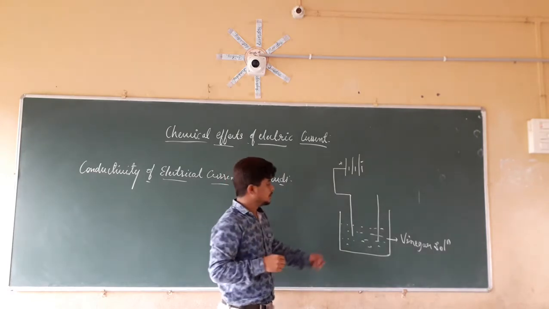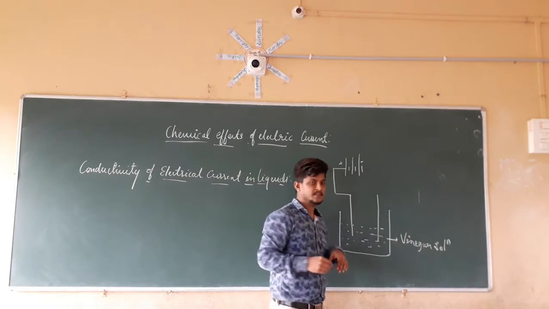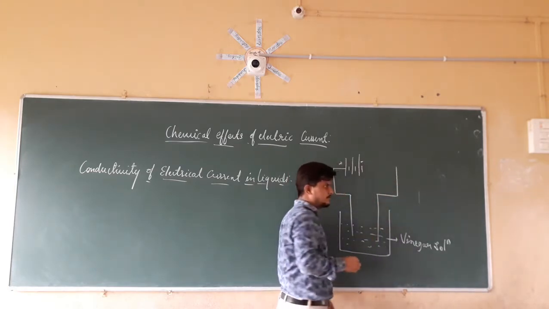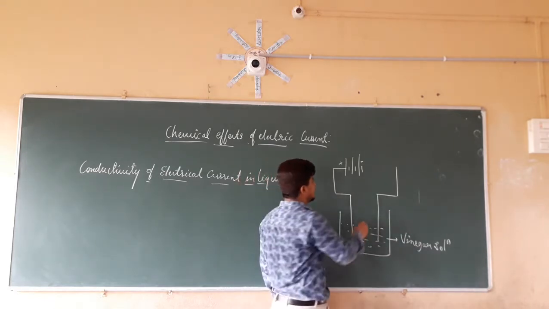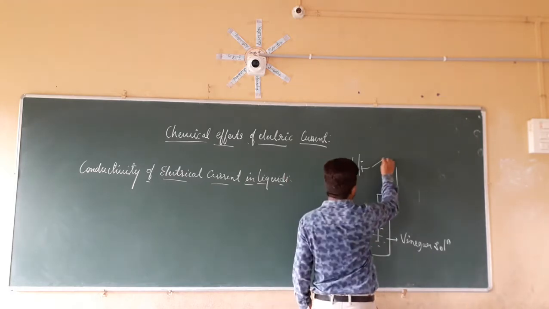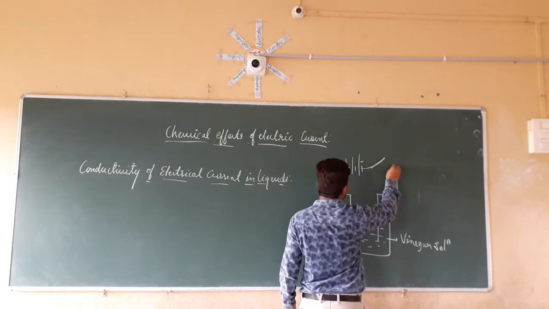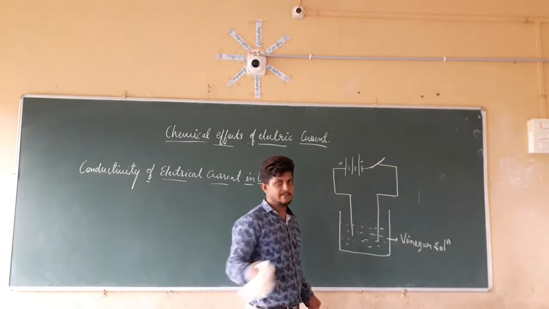So now, how are you going to identify the conduction of electricity here? Either using a bulb, or you can check it with a tester. So I am going to use the tester here. One wire of the tester is connected to this, and another wire is going to be connected here. The tester has a bulb.